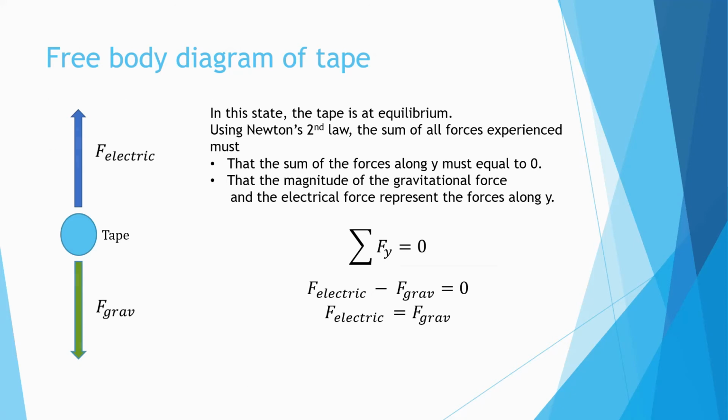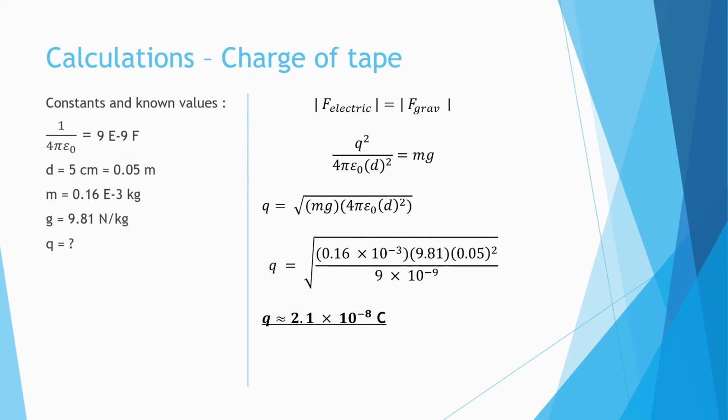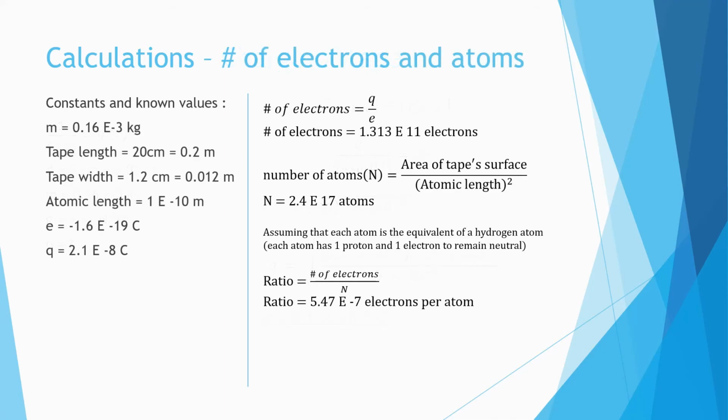By using Coulomb's law and the equation for gravitational force, one would make Q the subject of the equation as seen on the slide. Then it's merely substituting all known values to find that Q is 2.1 times 10 to the negative 8 coulombs. To find the number of electrons in excess on the tape, one would find the ratio of the total charge, found earlier, to the charge of one electron.